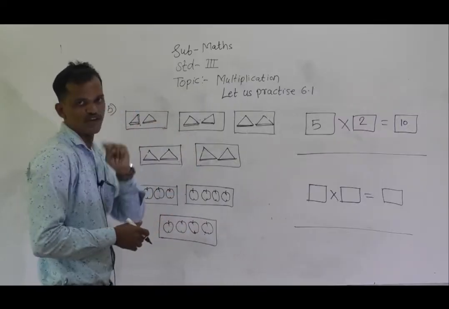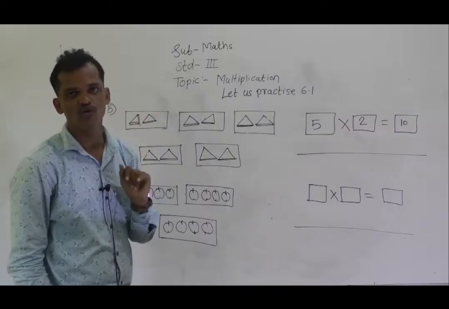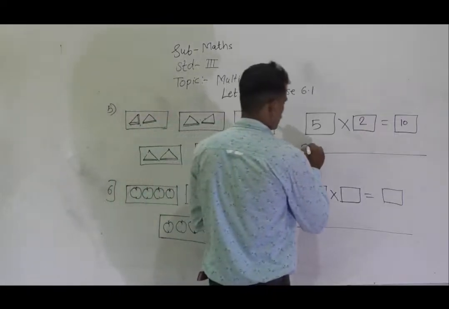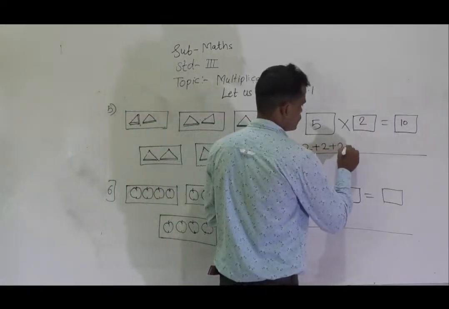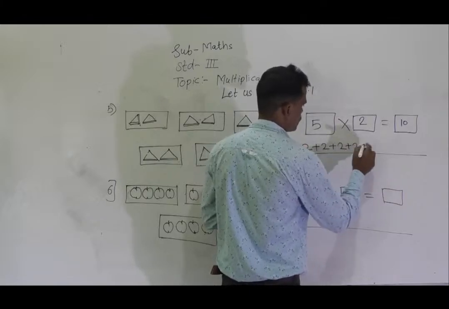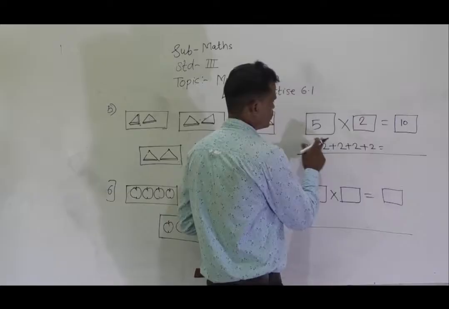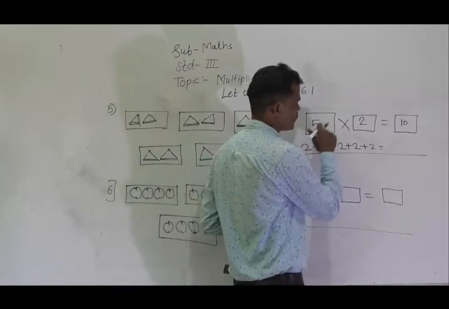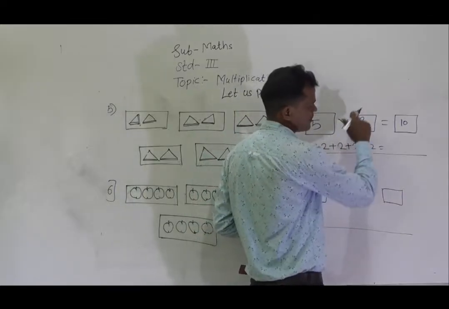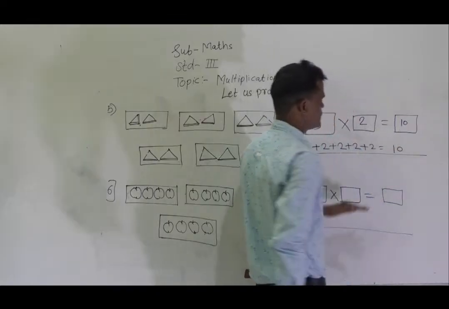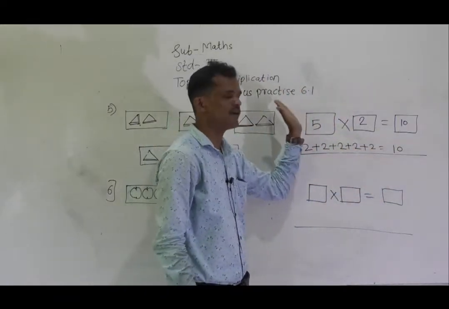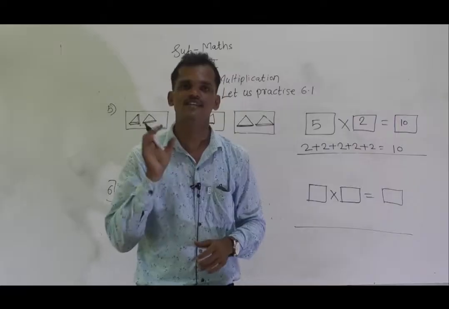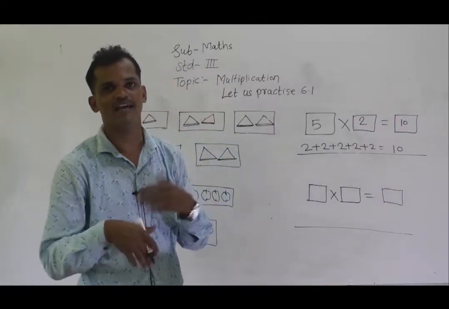In each group 2 sandwiches are there and 5 groups are there, means you can add 2 5 times. See here, 2 plus 2 plus 2 plus 2 plus 2, 5 times add 2. So 2 plus 2 is 4, 4 plus 2 is 6, 6 plus 2 is 8, 8 plus 2 is 10. So this is the addition fact and this is the multiplication fact for the addition fact. Multiplication is the easier way to add the same number again and again.